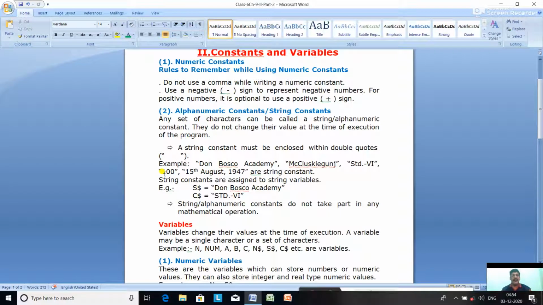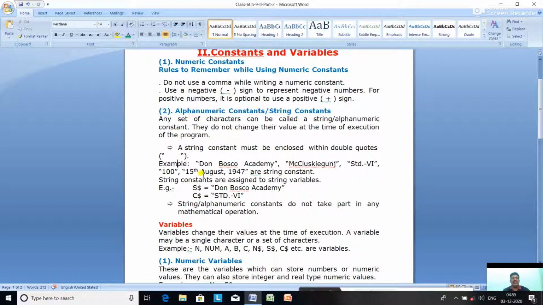100 is a number, it is an integer, but if it is enclosed within double quotes, it becomes a string constant or alphanumeric constant. When it becomes a string constant, no arithmetic calculation, no addition, subtraction, multiplication can be done in it. The same way, a date like "15 August 1947" within double quotes. All these are examples of string constants.